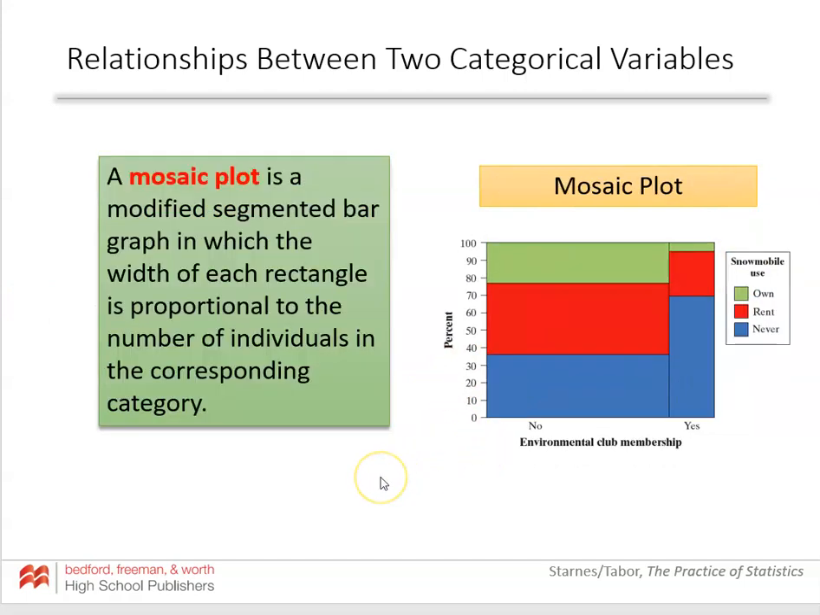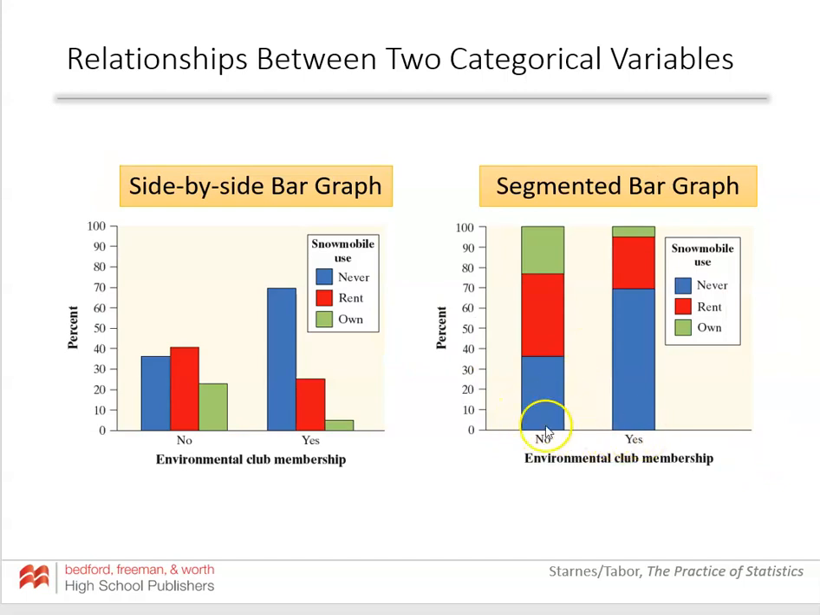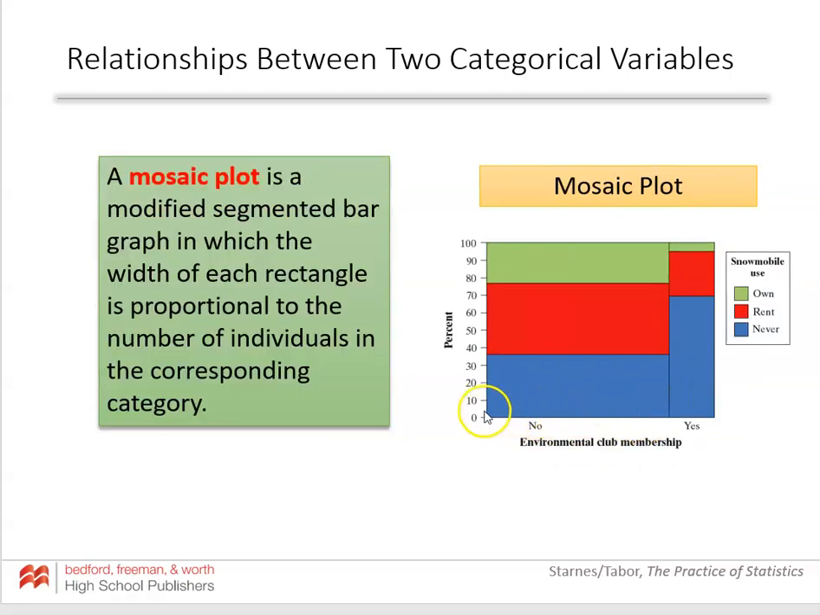The third one is a mosaic plot. This is just going to be a modified segmented bar graph, but the only thing that's changed is that the width of the rectangle now is proportional to the number of individuals in that category. So up here in the segmented, they had the same width. Because they're percentages, I don't know which group was bigger in number, but because the width of the no segment is much wider, that tells me there were a greater proportion of individuals in that category than the yes category.